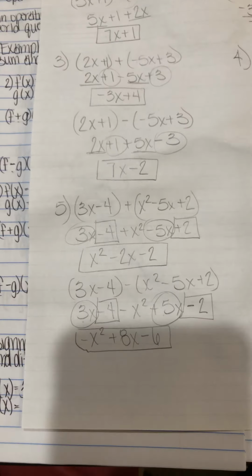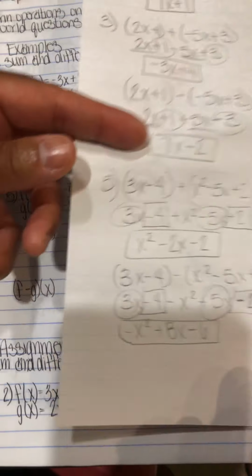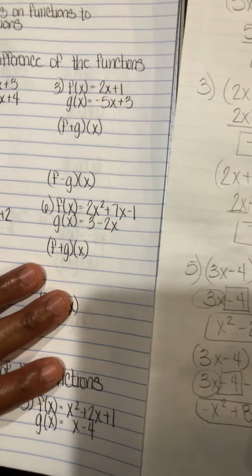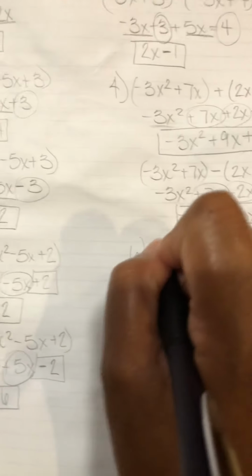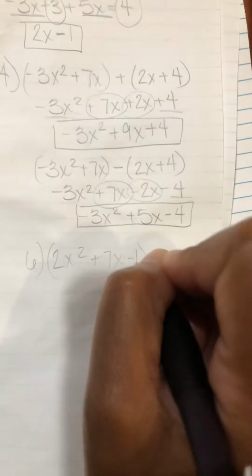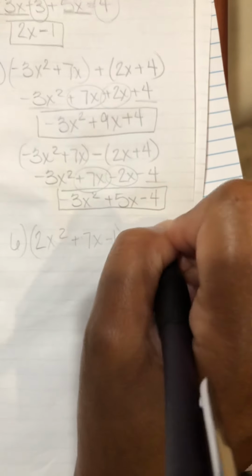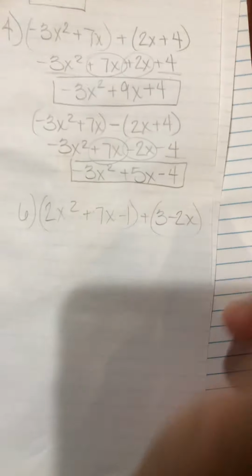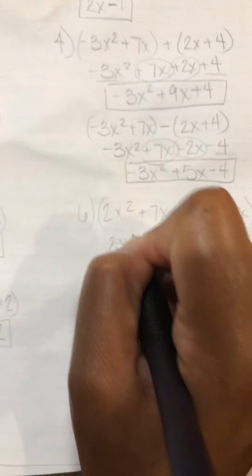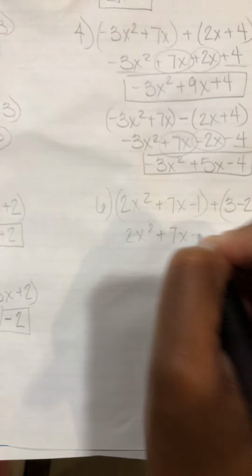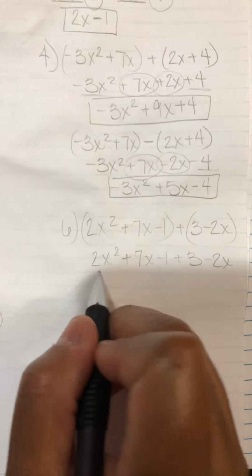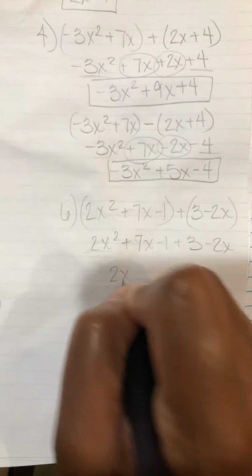All right, last one. For number 6, it says 2x squared plus 7x minus 1 plus 3 minus 2x. Again, if it says plus, you don't need to do anything different. So 2x squared plus 7x minus 1 plus 3 minus 2x. This one doesn't have a match, so I'm just going to write it.